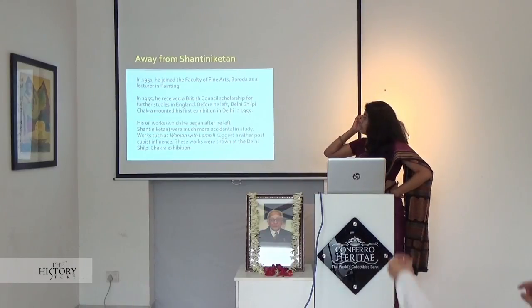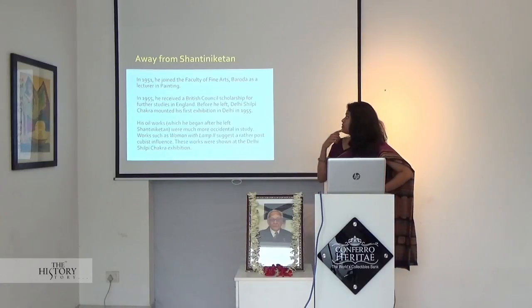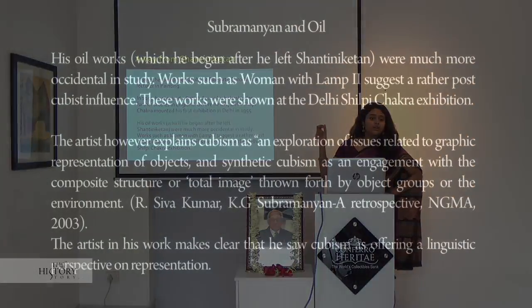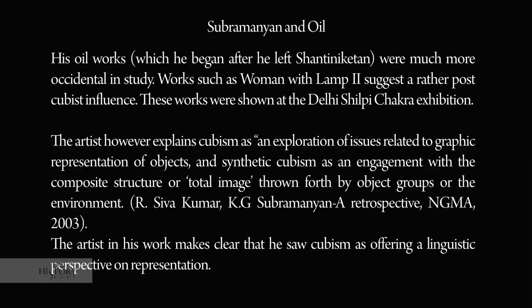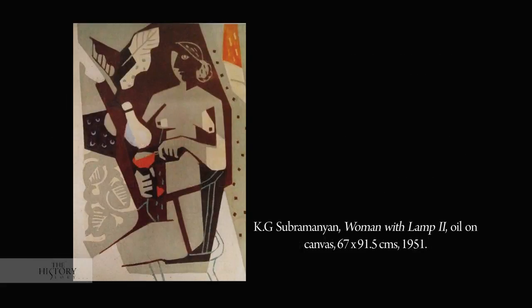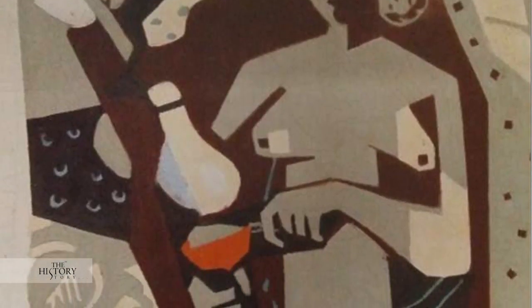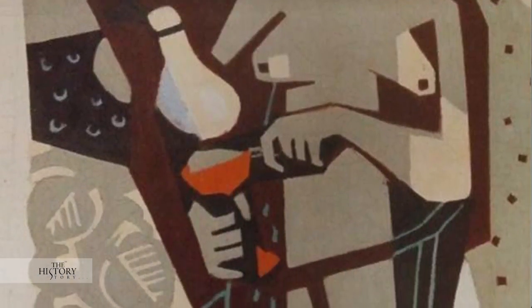Now, what is important about this work, Woman with Lamp 2, is that it was actually part of an exhibition that happened before he left for London in 1955, which was done by Delhi Shilpa Chakra. That, to me, is essentially cubist in its formation. Can you see all the jagged lines, they're either triangles, circles, lines, geometrical forms. It has almost lost its fluidity in style.